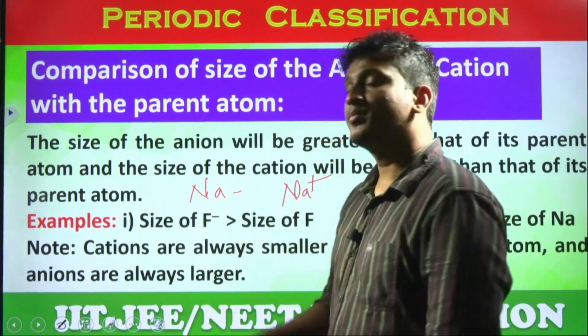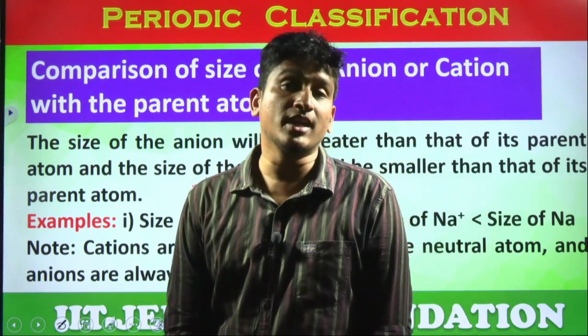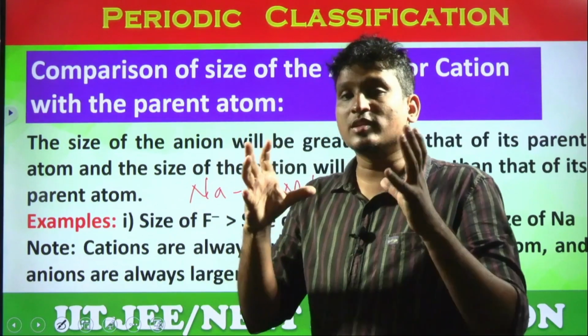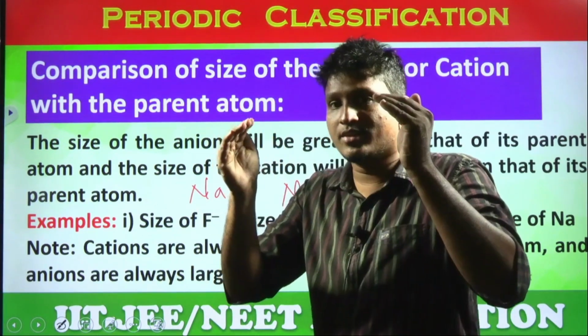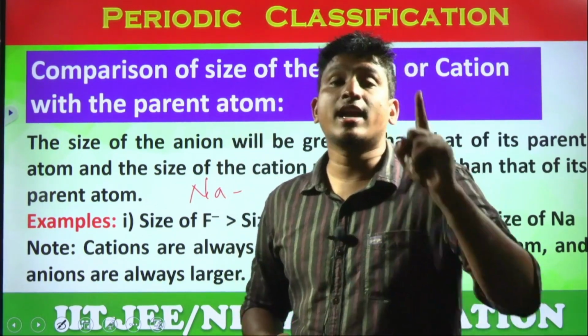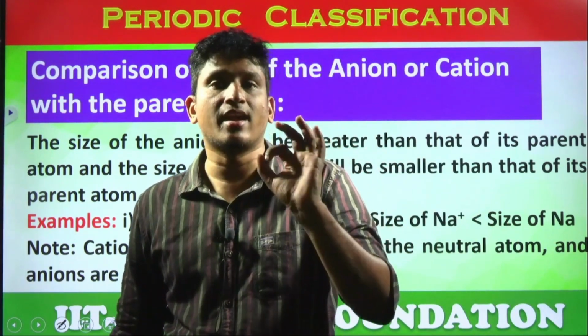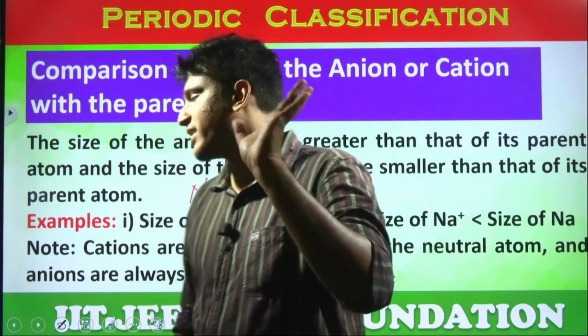And it contains how many protons? 11 protons. But how many electrons? 10 electrons only. Which power is more dominating? Positive power. If positive power is more dominating, do the valence electrons come closer or not? That's why a cation is always smaller than its parent atom. Remember students, a cation is always smaller than its parent atom.